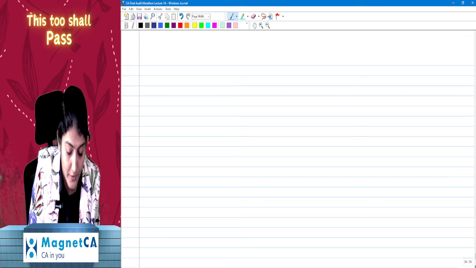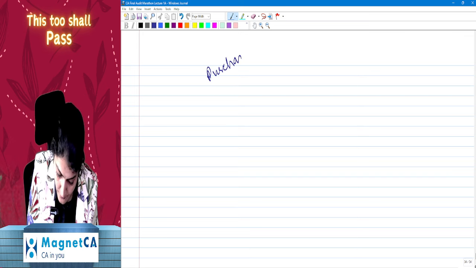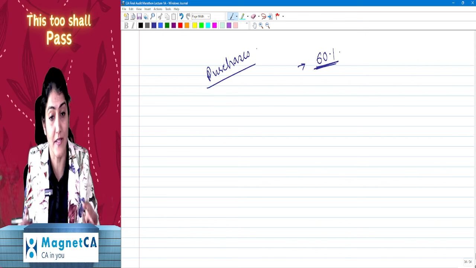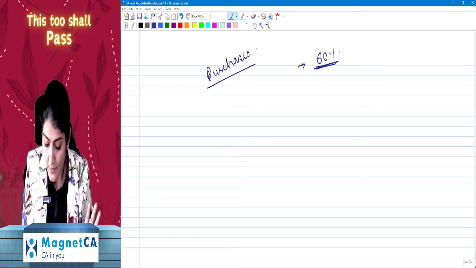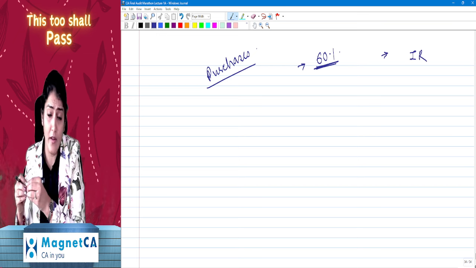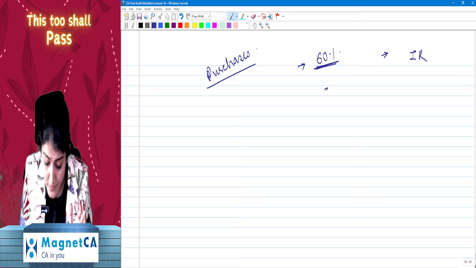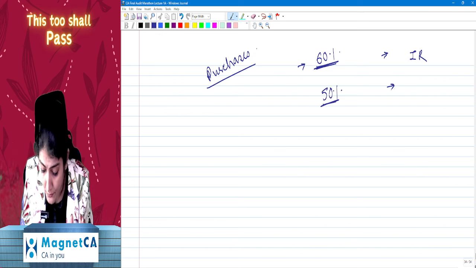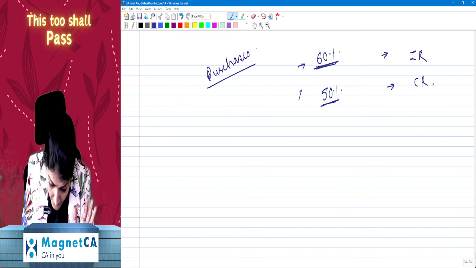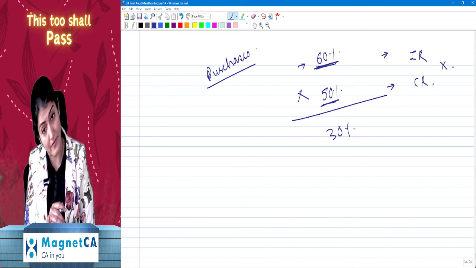Okay, let me put it once again. Say I am checking the purchases of the company. I found that 60% is the chance that these purchases may not be correctly recorded. So that is inherent risk. Then I check the controls in the organization which will try to prevent this from happening. But controls are also able to take care of it only to the extent of 50%. So now the risk is inherent risk into control risk. That comes to 30%. Right?